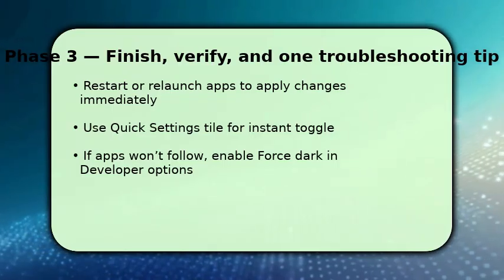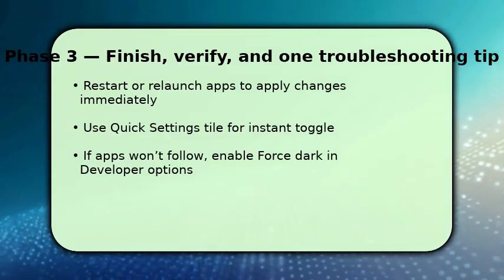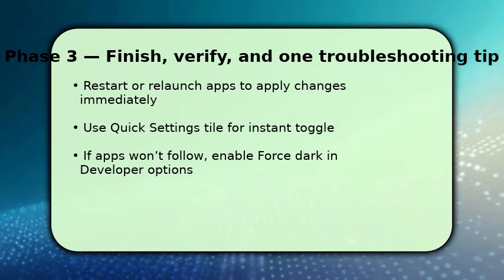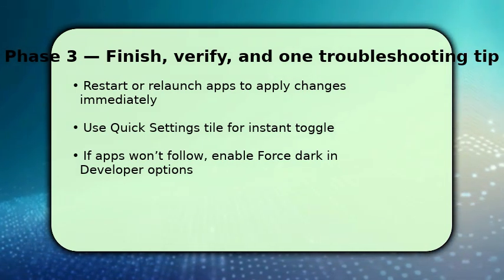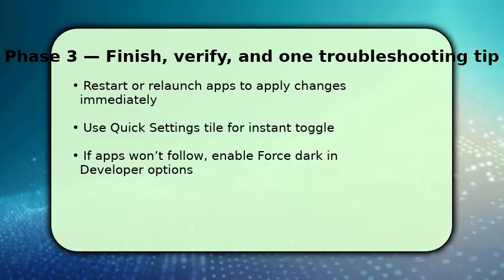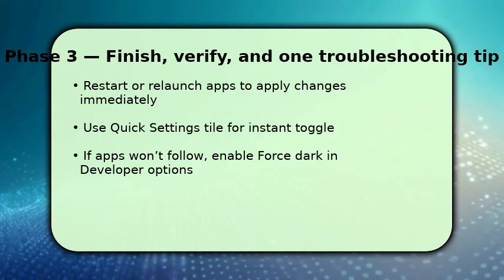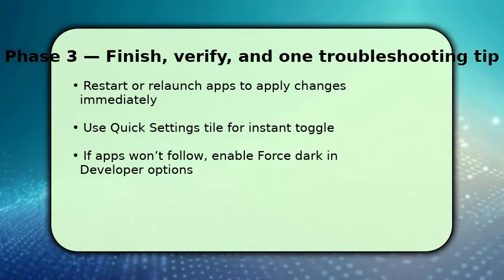Restart any misbehaving apps so they load the new theme, and use the Quick Settings Dark tile for instant control. If some apps still display light UI, make sure they are updated. Then, as a last resort, enable Force Dark in developer options to invert incompatible UIs.